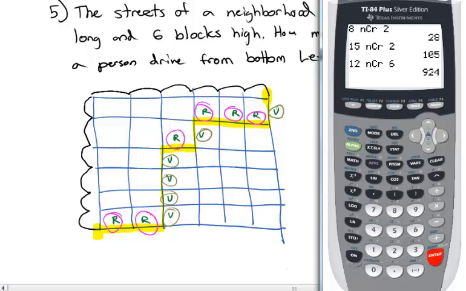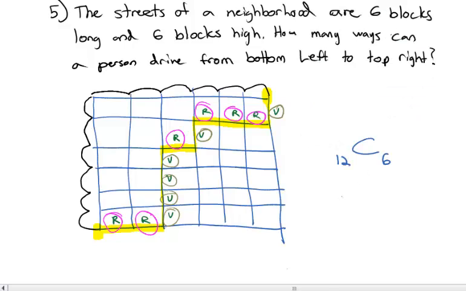And when we hit enter, there are 924 different ways that we can go from that bottom left corner to the top right corner by just changing the pattern of rights and ups and ups and rights. Lots of ways to get there. Which way's quicker? Guess you have to try them all.